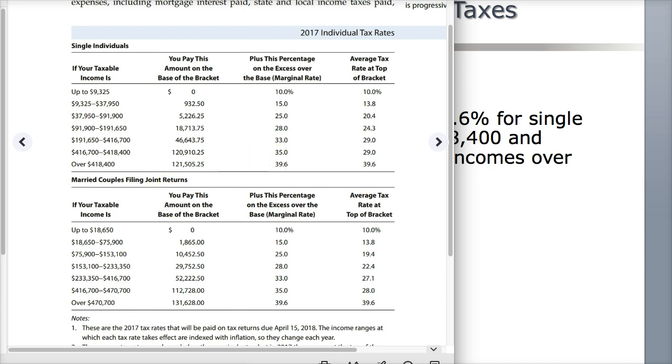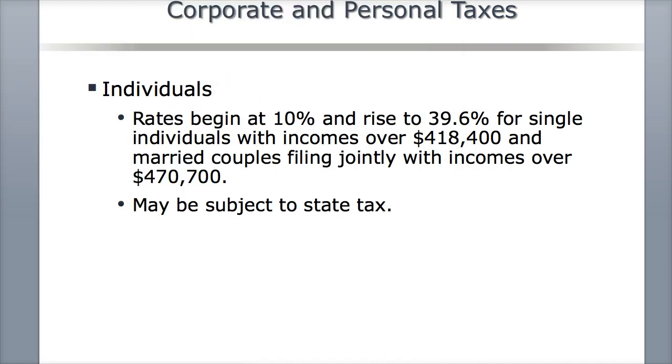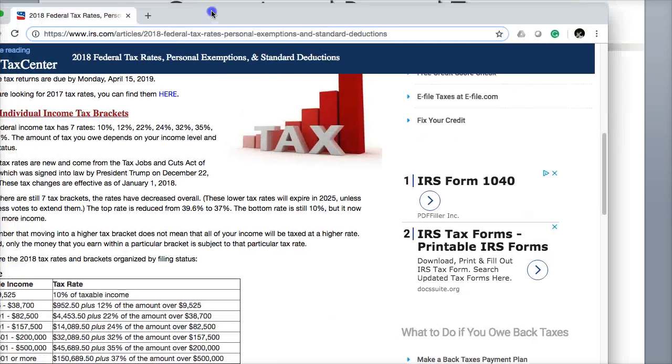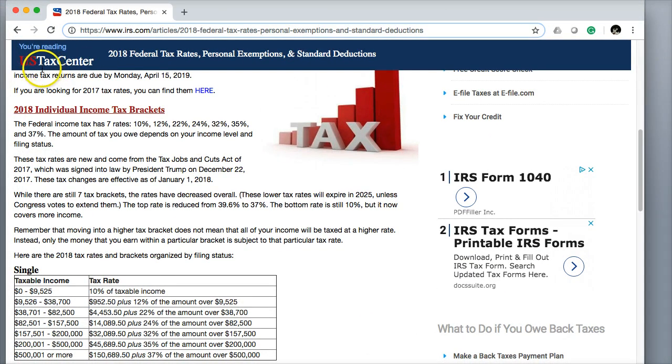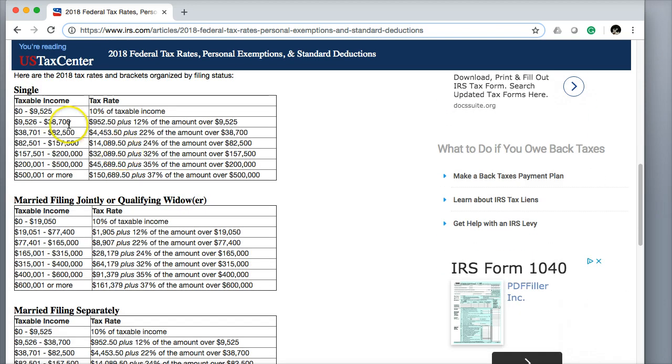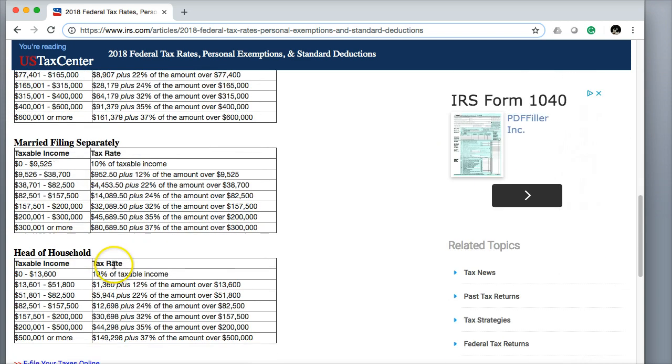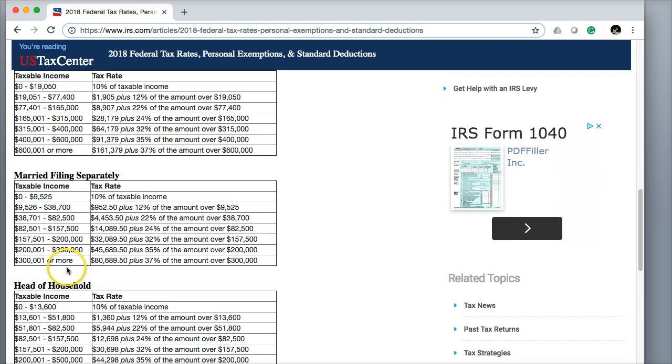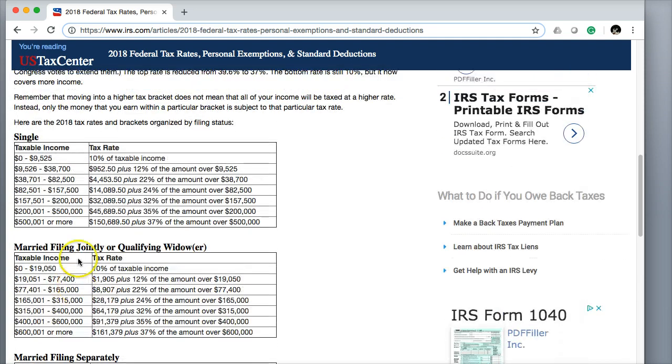But now what has happened in 2018, going to the IRS website, looking at the individual tax brackets compared with 2017, is that the brackets themselves have changed slightly for single and married. So there's single, married filing jointly, married filing separately, head of household. That's the same in 2017 or 2018. But what has changed is the tax rates.